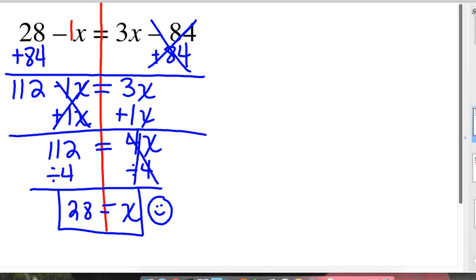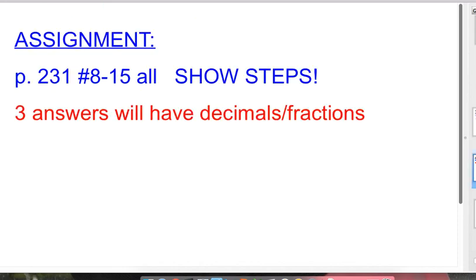These are complicated equations. They are multi-step, which is why we're going to spend a few days on this idea. This is what we'll be working on in class, and of course you're going to be asked to show your work. And kind of a new twist is that a couple of our answers today are going to have decimals and fractions. So we'll definitely be working with our calculators.